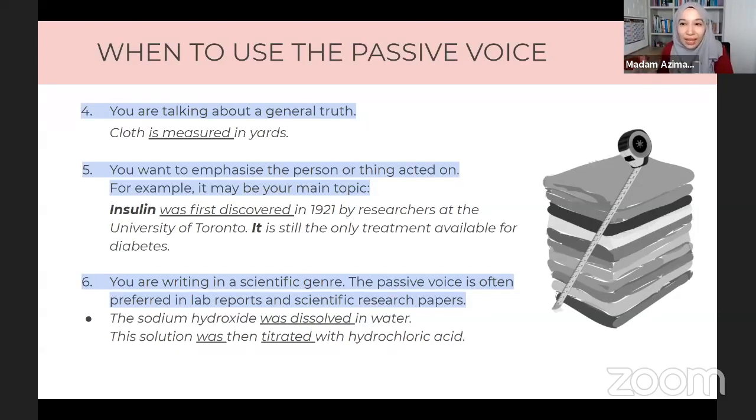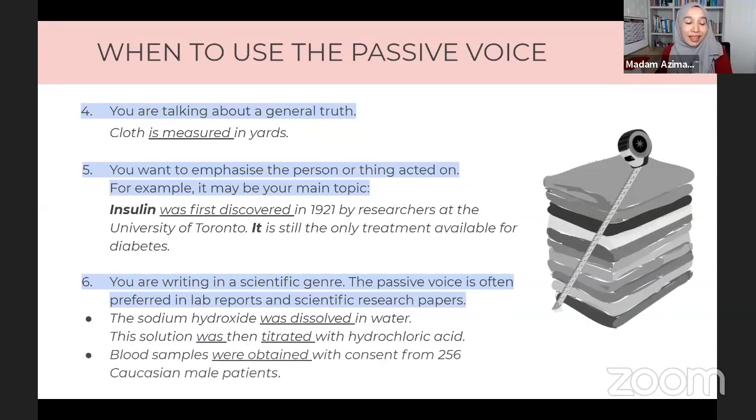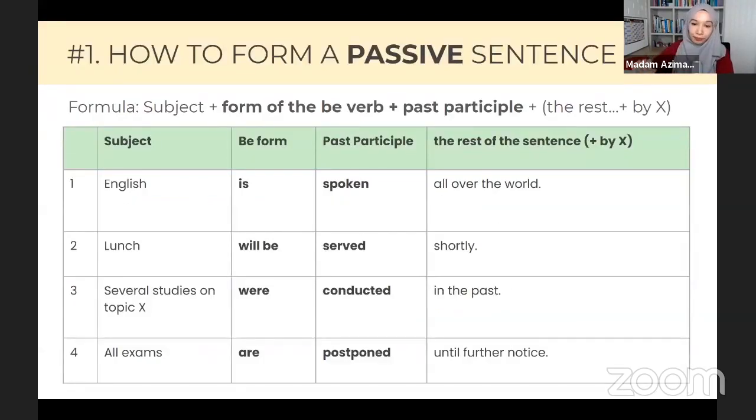These are scientific terms. I don't use them myself. But we have scientists here, perhaps. And another example, blood samples were obtained. You see there, blood samples, noun, were obtained, passive, with consent from 256 Caucasian male patients. So it sounds a bit scientific and all of that. Yes, academic, it's preferred. Okay, so that's why you're recommended to use the passive voice. Okay, now we can go to the formula.